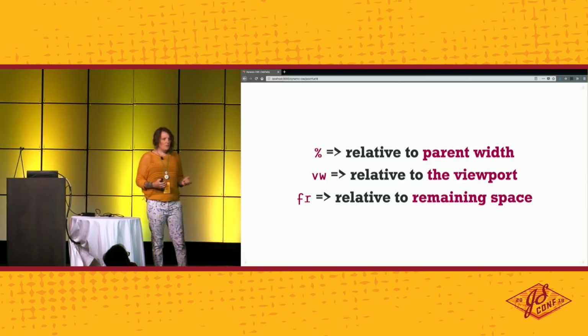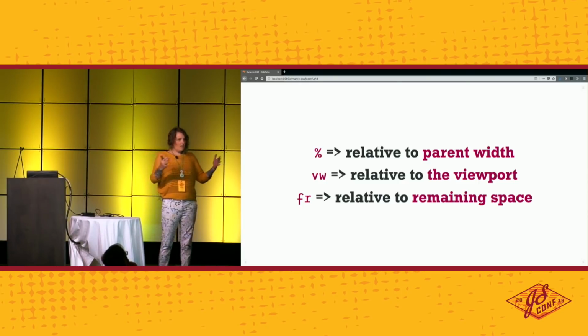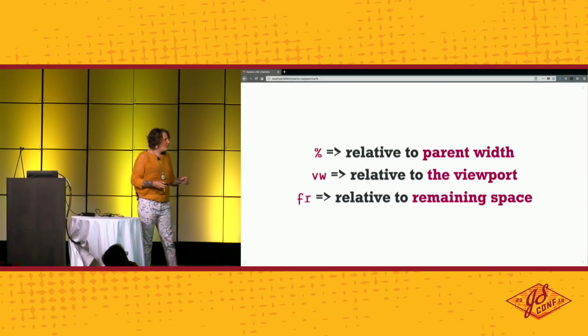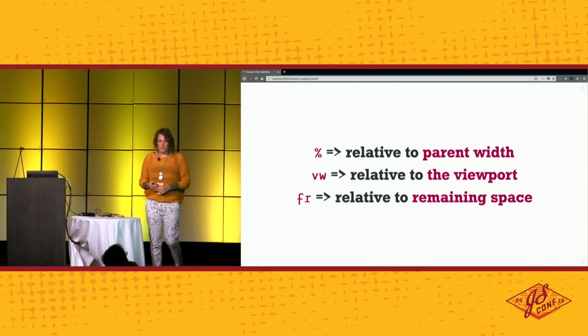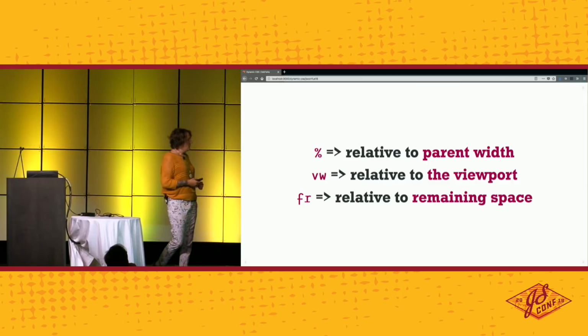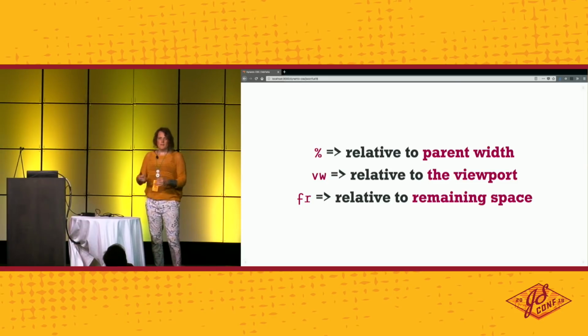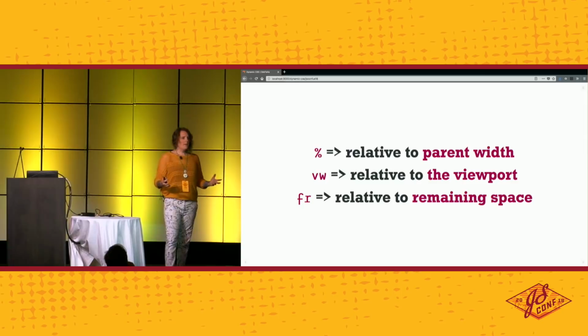So a percent is relative to the parent width. Actually, that's available space in the parent, so that wouldn't include padding. The VW unit is relative to the entire viewport. So 100 VW is the entire width of the window. And fraction is the new one added in CSS Grid. And what it means is how to share remaining space.